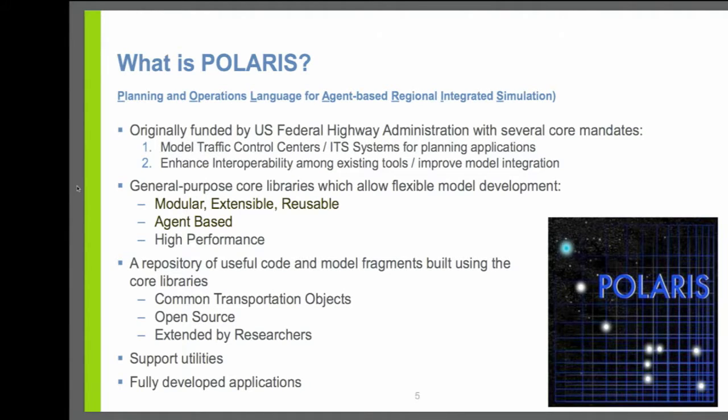It was designed as a general purpose set of core libraries which allow flexible model development in the agent-based modeling space. It was meant to be modular, extensible, reusable, and most importantly, high performance, due to the significant runtime issues arising with some of the more advanced travel demand simulation modeling codes. Polaris itself resolves into a repository of useful code and model fragments built using these core libraries, focused on common transportation objects and modeling patterns. It was designed to be open source and extensible by researchers, so everything exists on an open GitHub repository page. There's also a set of support utilities and fully designed travel demand modeling applications that come along with this.